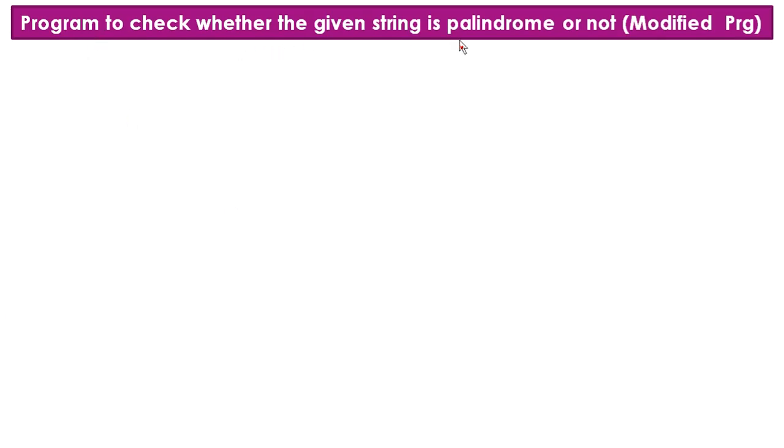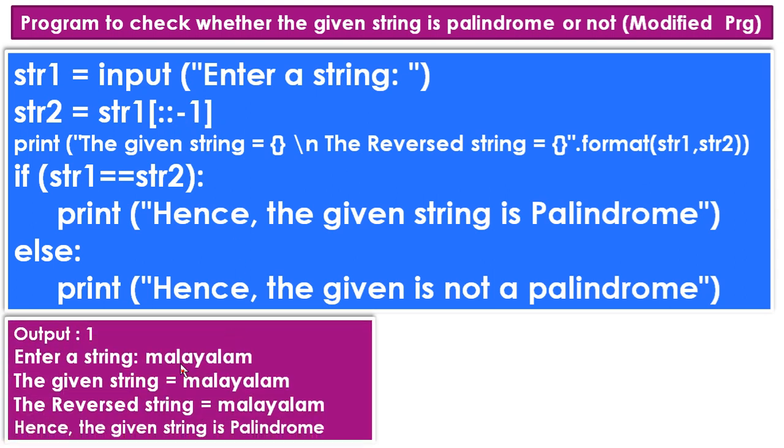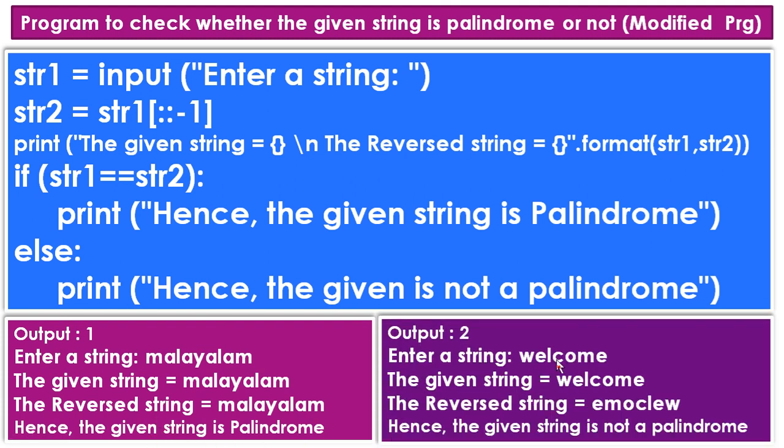Program to check whether the given string is palindrome or not. This is the modified program. We are giving str2 equal to str1 double colon -1. We give the value Malayalam, then we get the result, the given string is palindrome. If we give the value welcome for the str1, we get the result, the given string is not a palindrome. So this is the modified program for the palindrome checking.